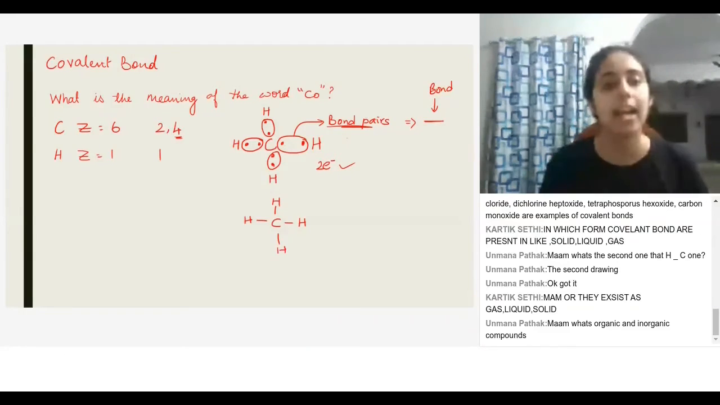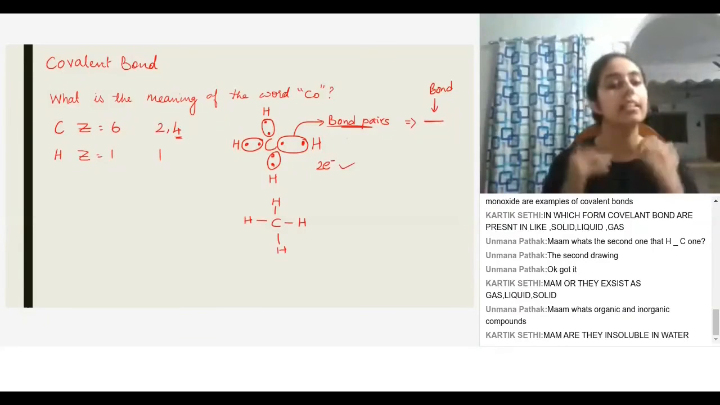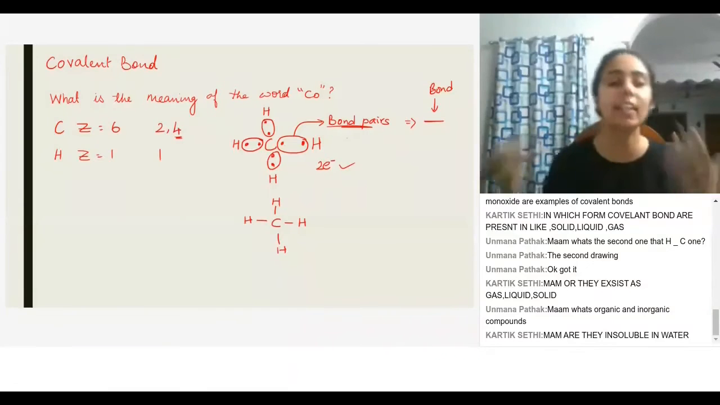So, okay, what are organic and inorganic compounds? Good question. So organic compounds are basically any compound that has carbon as an atom in it. So anything that has carbon in it is an organic compound, and anything that does not have carbon in it is an inorganic compound.